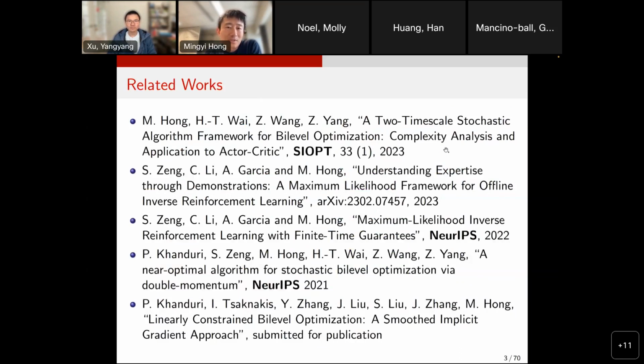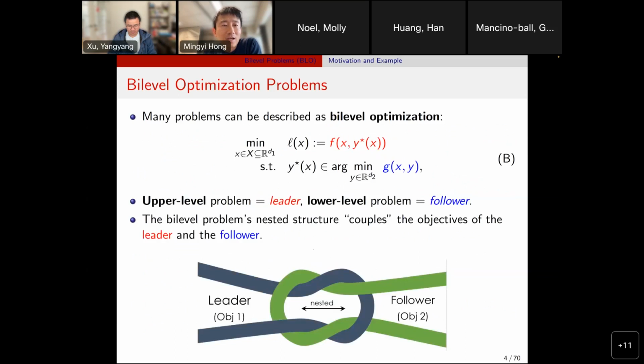So this is the first work I was mentioning. It's recently published in SIAM Journal on Optimization. It took many years, but it's good that it finally got published. And then we have a few other NeurIPS papers and manuscripts online about this line. Okay, all right, so let's get started.